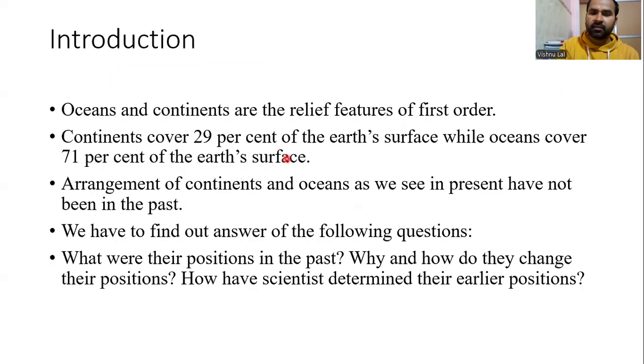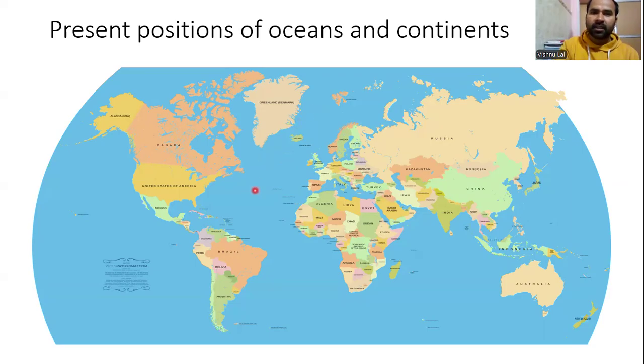Here we can see this is the Atlantic Ocean. This side is the Pacific Ocean. Here is the Southern Ocean. Here is the Arctic Ocean. Here is the Indian Ocean. So, in the present arrangement of oceans and continents, there are 7 continents and 5 oceans.